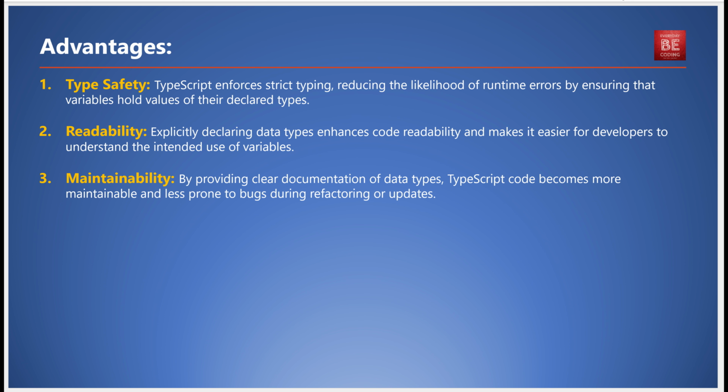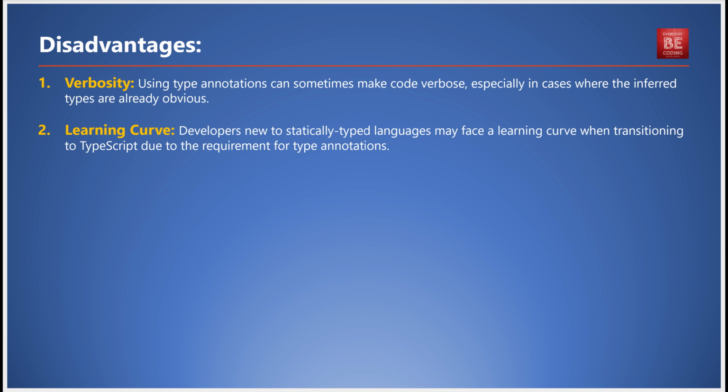By providing clear documentation of data types, TypeScript code becomes more maintainable and less prone to bugs during refactoring or updates. However, it's not all sunshine and rainbows. There are a couple of disadvantages to consider as well. For one, using type annotations can sometimes make code verbose, especially in cases where the inferred types are already obvious.